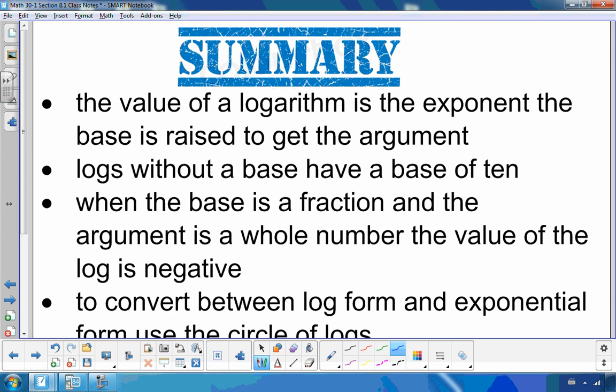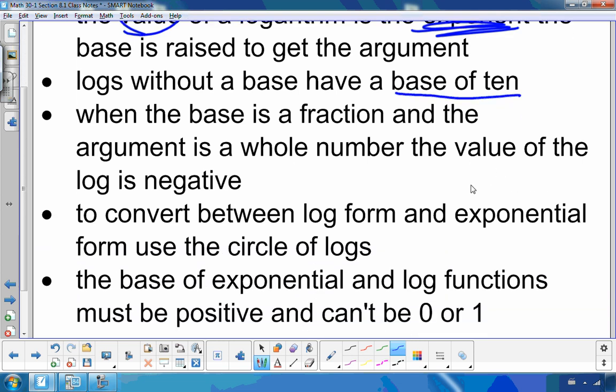Okay, so to summarize, the value of a logarithm is the exponent the base is raised to get the argument. Again, because they're inverses of one another. Logs without a base have an invisible base of 10. And then remember, when the base of a log is a fraction and the argument is a whole number, or vice versa, the value of a log is negative. So when the base, I'm going to add in here, of a log is a fraction and the argument is a whole number, or vice versa, the value of the log is negative.